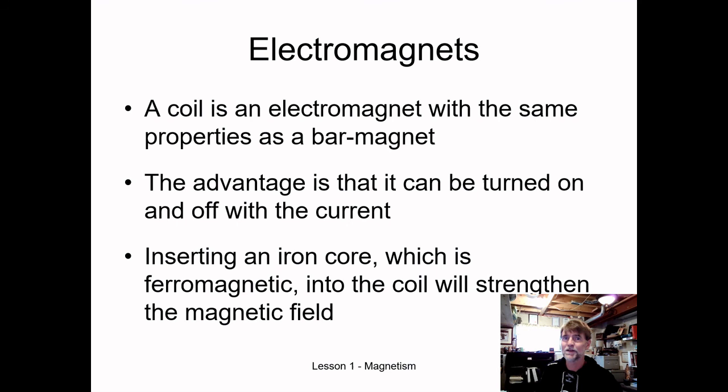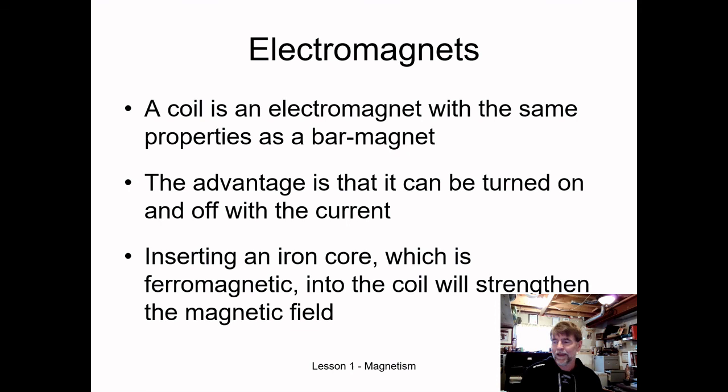If we are creating the magnetic field by using current, and we're putting current through a copper conductor, copper is diamagnetic, which means the material itself, the element copper, will not become magnetized. So the moment you turn the current off, the magnet goes away.